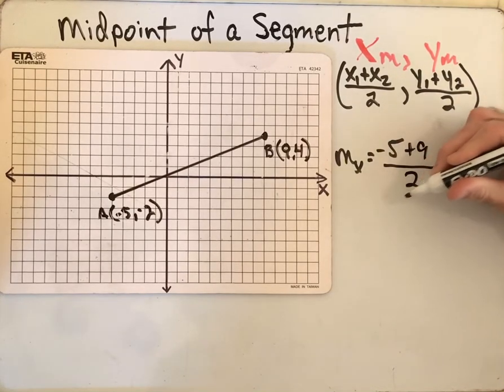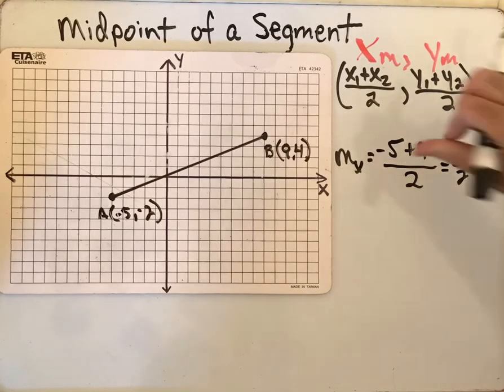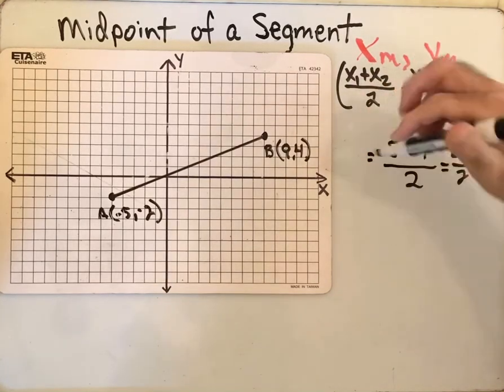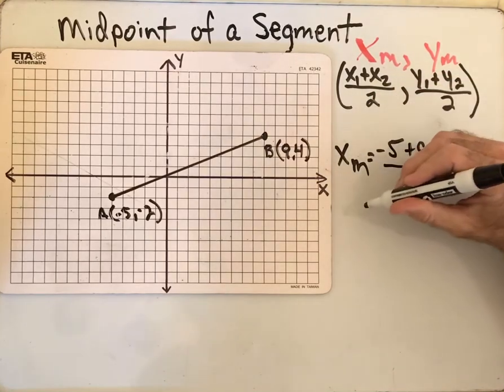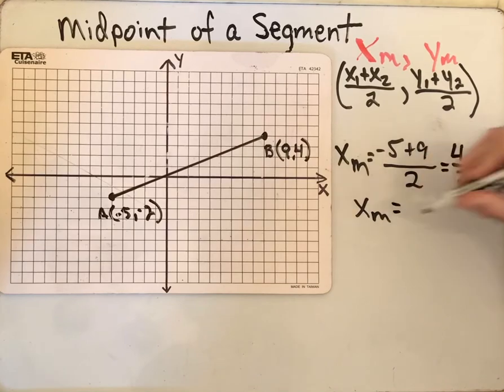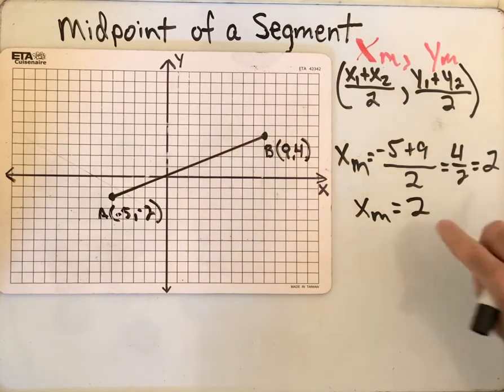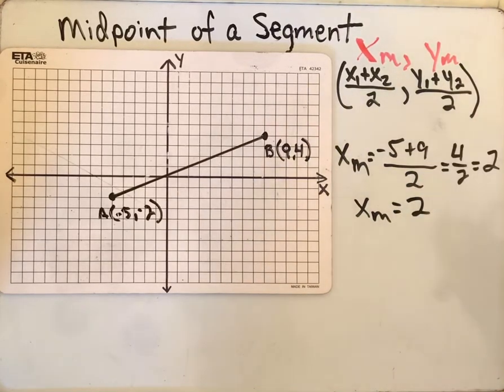Actually, we're not going to call that m sub x, we'll call that x sub m. So x sub m equals 2. There's one half of our coordinate. It's going to be 2 right there.